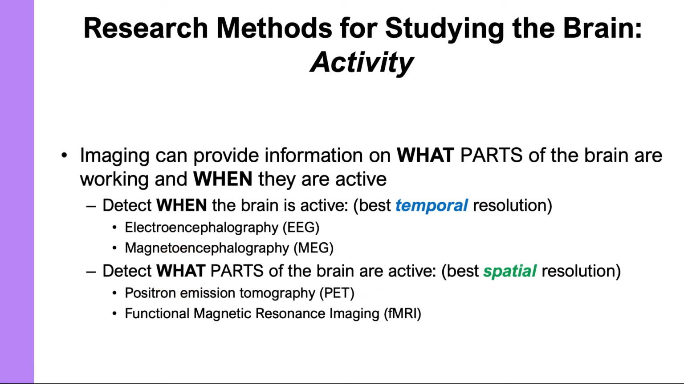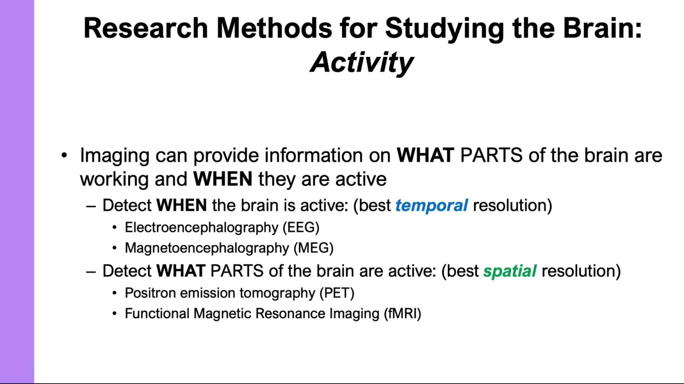Whereas EEG and MEG will give you the timing, it'll tell you when parts of the brain are active. It's not so great at telling you exactly which parts of the brain are active. It's measuring electrical signal or a magnetic signal from the scalp.